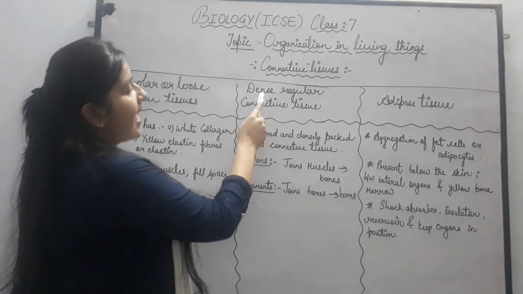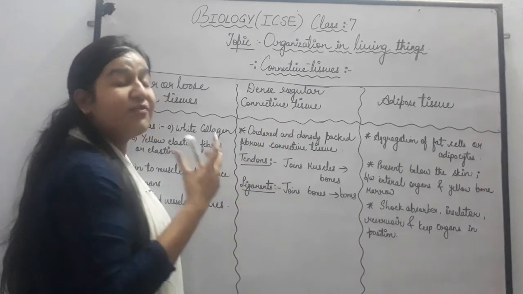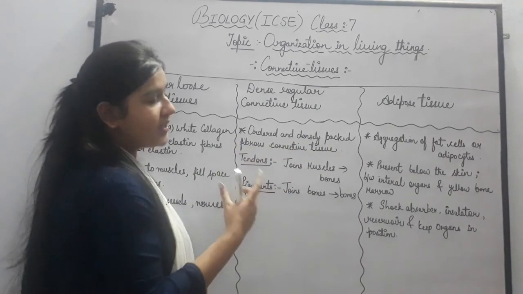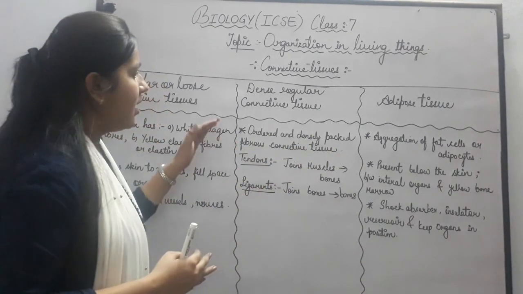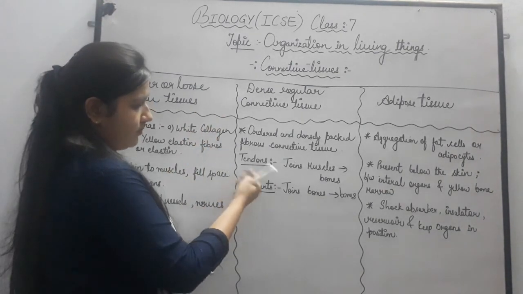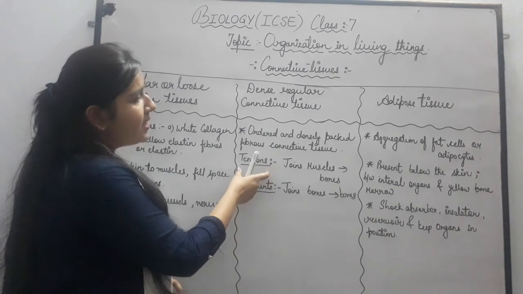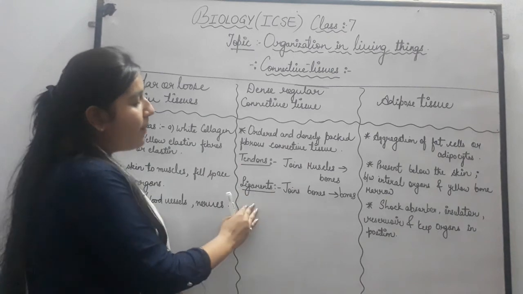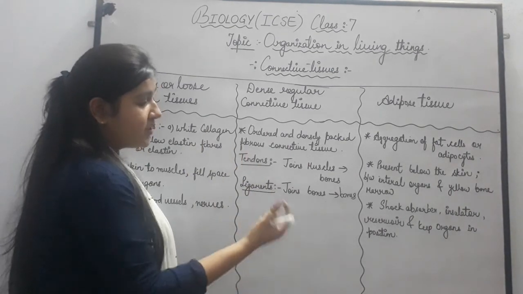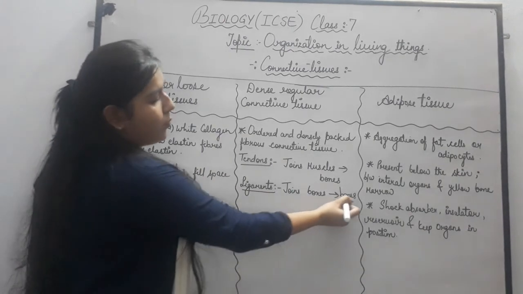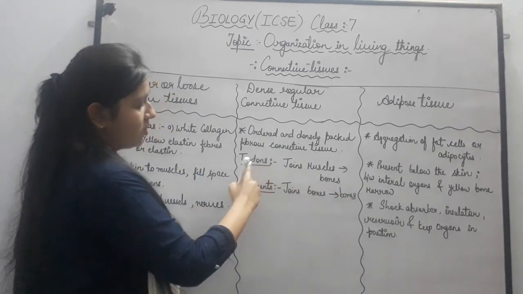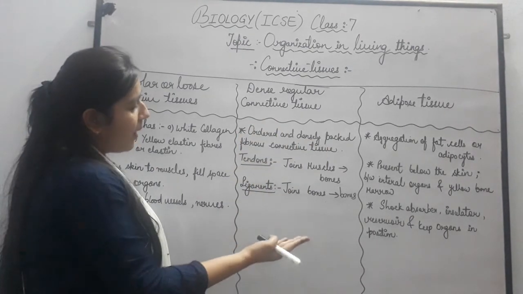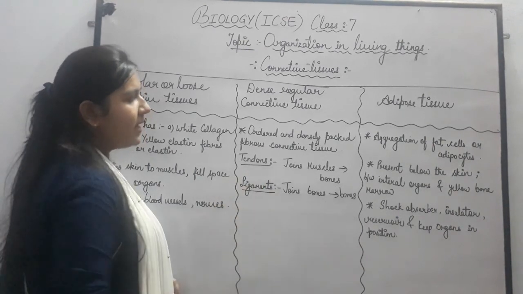Next we will see the dense regular connective tissues. These are very dense, very compactly packed, very fibrous connective tissues. They are generally the components of two types of tissues, tendons and ligaments. Tendons are those connective tissues that join our muscles to the bones, and ligaments are those connective tissues that join bones to bones. So bones to bones are joined by ligaments and muscles to bones are joined by tendons. Students, this is a very important question. It may come in your exam: the difference between tendons and ligaments.